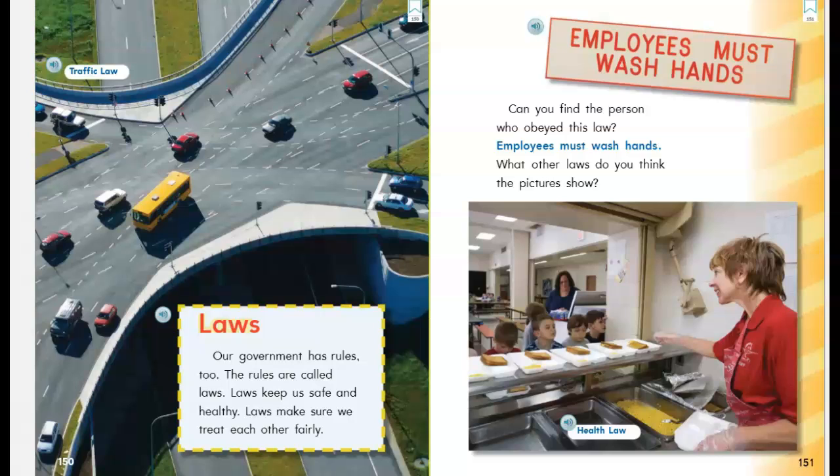On our next page, we are talking about laws. Our government has rules too. The rules are called laws. Laws help keep us safe and healthy. Laws make sure we treat each other fairly. On this page, do you see the label? It's at the top. It says traffic law.